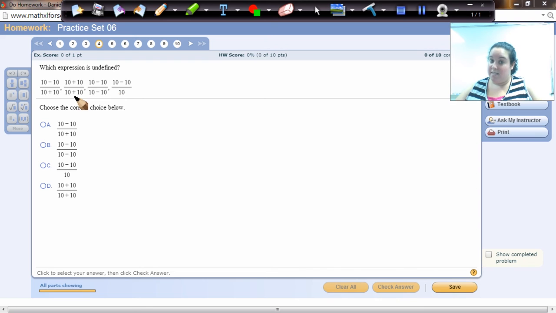10 minus 10, there's our problem. 10 minus 10 is 0. And 0 is not allowed. Okay, can't have 0 in a denominator because we can't divide by it. And then 10, 10's fine. All right, good.